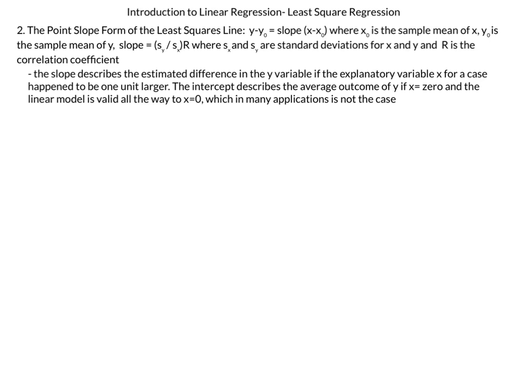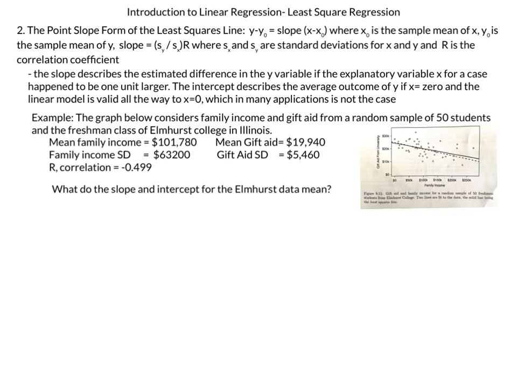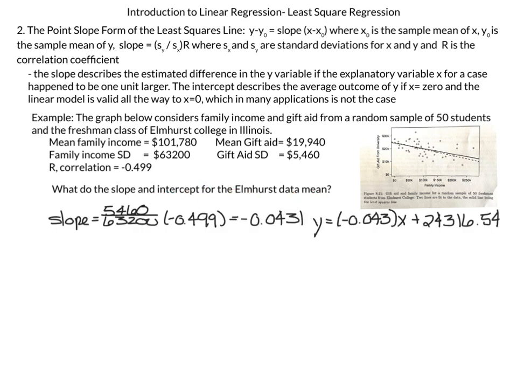So let's bring back our example to explore these two questions. What do the slope and intercept for the Elmhurst data mean? We had calculated our slope as standard deviation of y over standard deviation of x times r, which is negative 0.0431. So we plugged in our slope into our equation y equals slope times x plus our y-intercept. So here is our slope, negative 0.43.